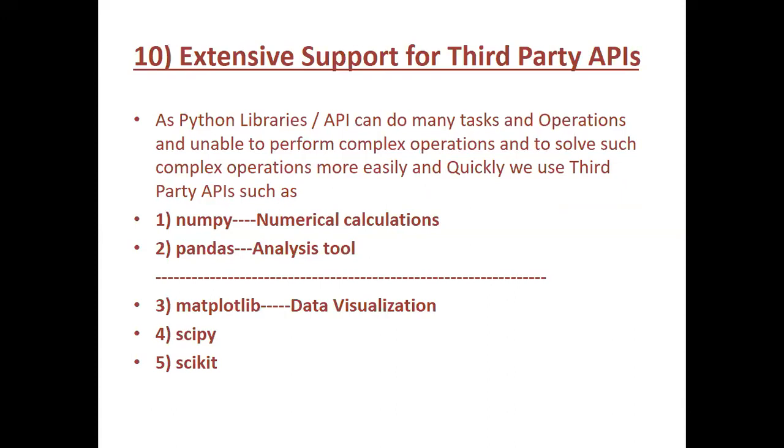Now, extensive support for third-party APIs. Python libraries and APIs can do many tasks and operations, but it is still unable to perform complex operations. In order to solve these complex operations easily and quickly, it uses third-party APIs, like NumPy, which is used for numerical calculations, Pandas, which is used as an analysis tool, and Matplotlib for data visualization. Similarly, we have SciPy and Scikit-learn also.